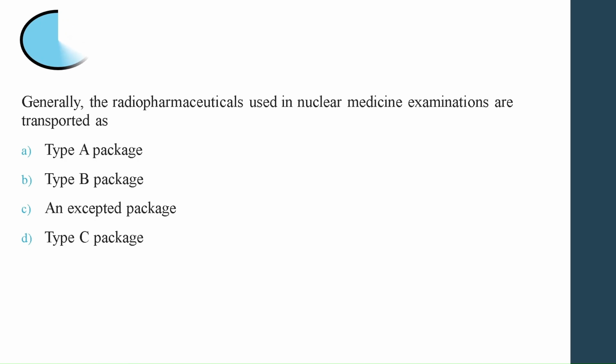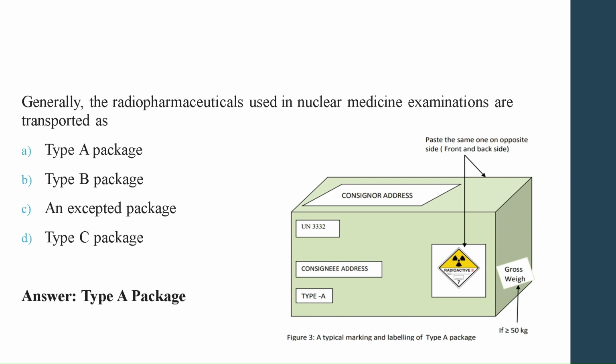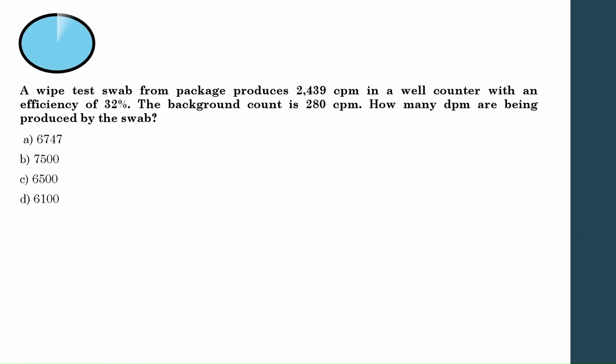So radiopharmaceuticals used in nuclear medicine examination are usually transported as a type A package. When you are sending a type A package, this is the typical marking and labeling. You have to write the UN number. This is for a type A special form. Consignee address, type A. Paste the same on the opposite side, front and back side. And if the gross weight is more than 50 kg, then you have to also mention the weight of the package.